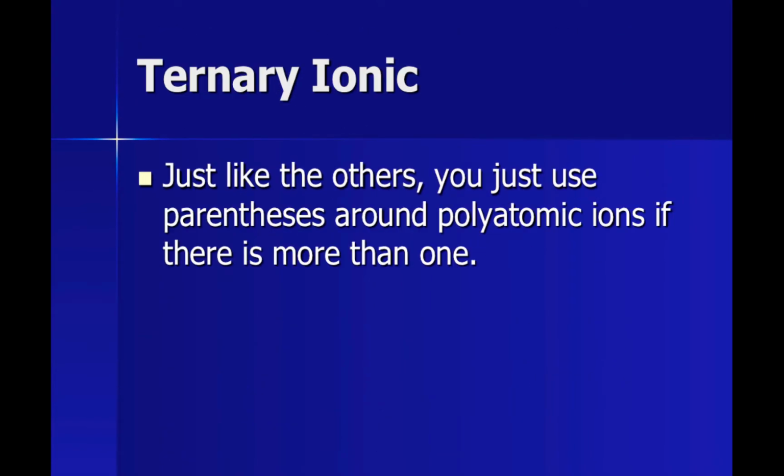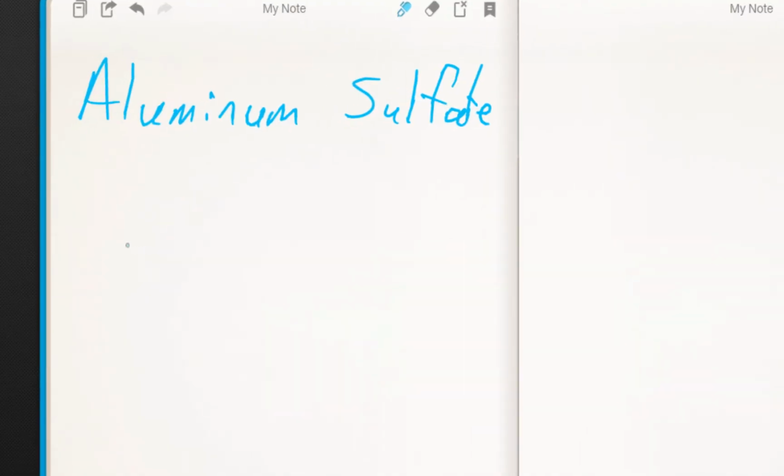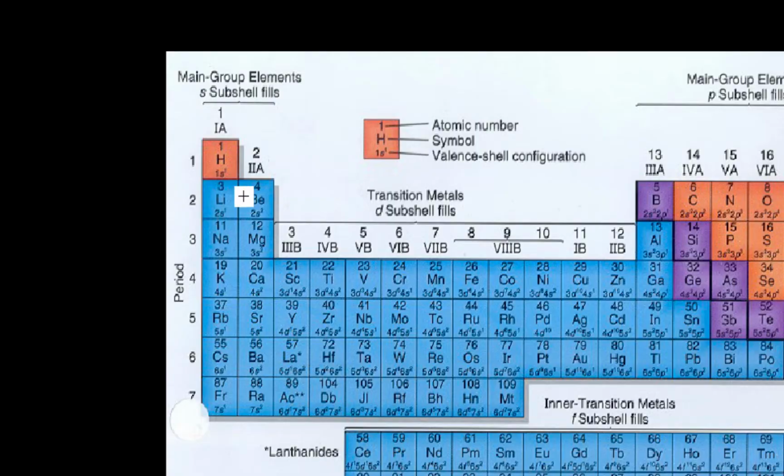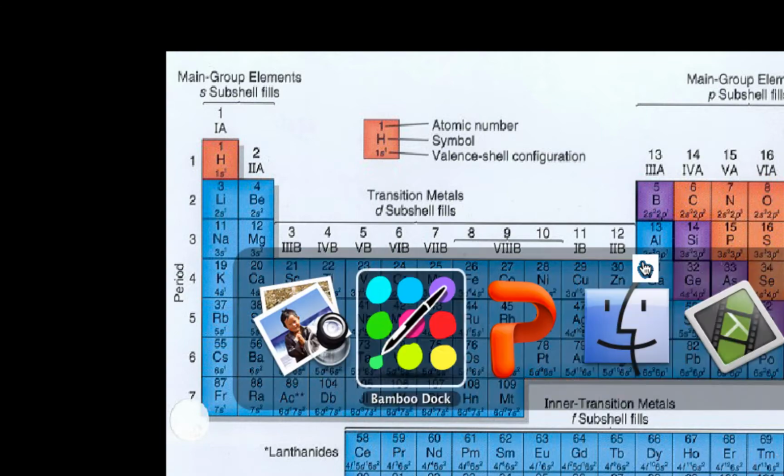It works exactly the same, except when you crisscross things, you're going to put parentheses around the polyatomic ion. So you're still going to write the ions, you're still going to crisscross charges, you're just going to use parentheses and then simplify. Let's go back. Aluminum sulfate. So look on your periodic table. Aluminum over here. That aluminum's a +3. Sulfate, look at your list of polyatomic ions. Sulfate is SO4 with a -2 charge.